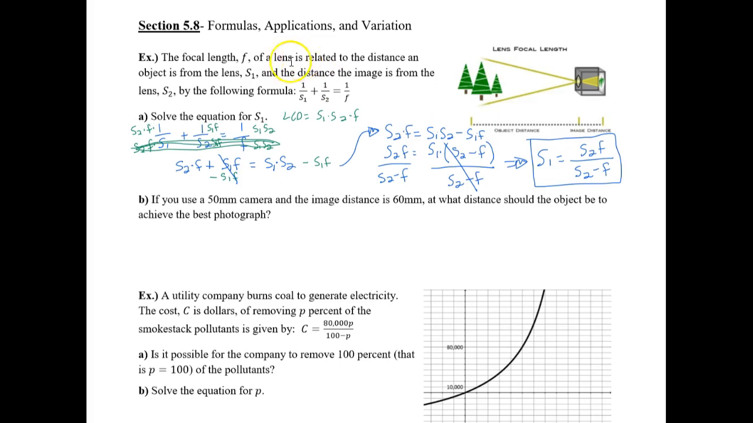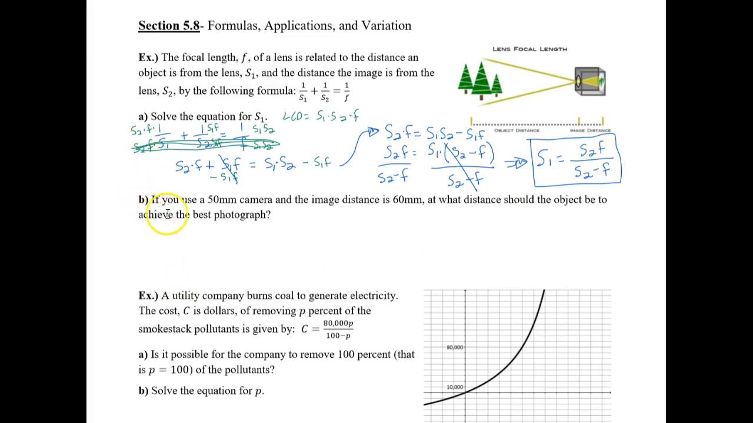So there you go. We clear out the denominators to get rid of that rational equation. And then once we have all the denominators cleared out, we make sure that S1s are on the same side. We've factored out the S1 and divided away everything else. Alright, that was part A.